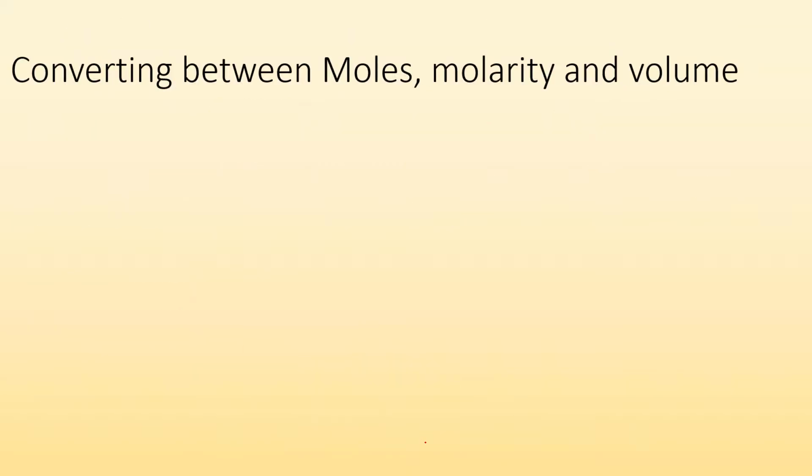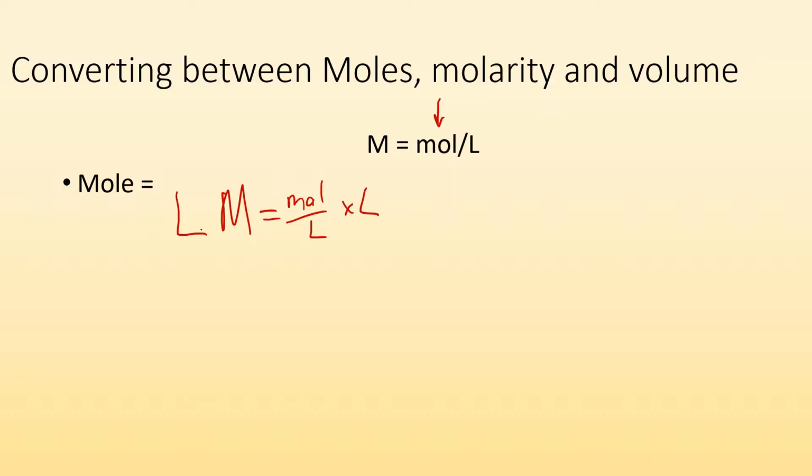We're converting between moles, molarity, and volume. So here's our equation. How do you rearrange the cell for moles? How do we get moles by itself? Well, it's simple. You times both sides by liters, right? If I got molar equals moles per liter, times both sides by liters, liters cancel out and you get moles equals the molarity times liters.